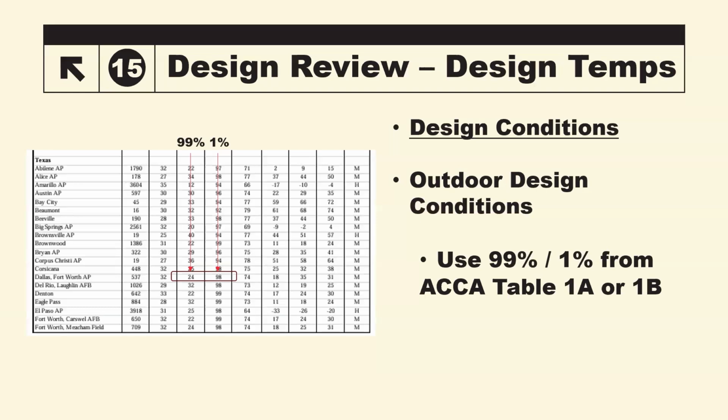And so a lot of times, HVAC guys might twist these numbers a little bit and move them to get bigger size equipment. Judging by IECC requirements, you need to follow these ACCA tables. You need to look at that part of it and see that it's following the 99 and 1% rule for outdoor design conditions.